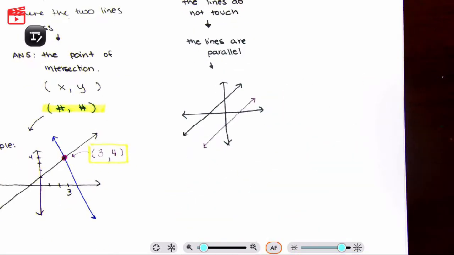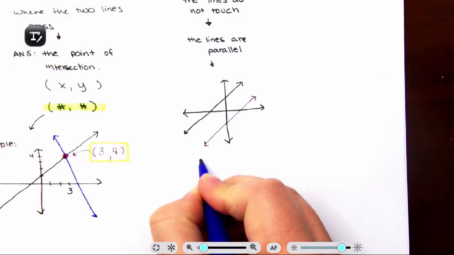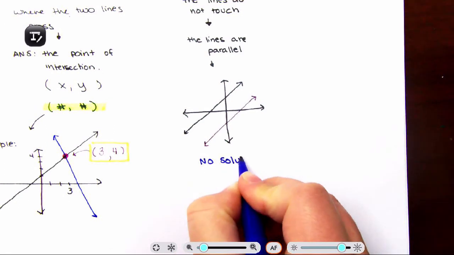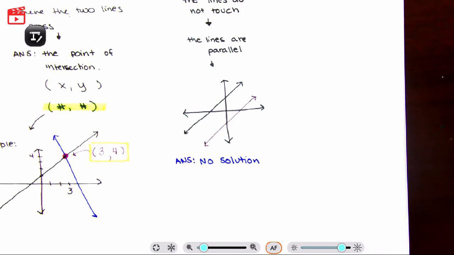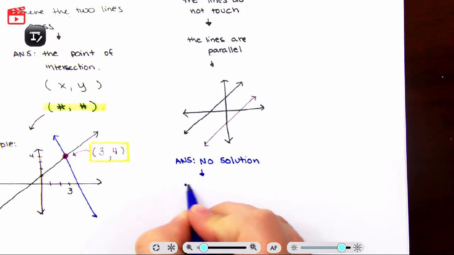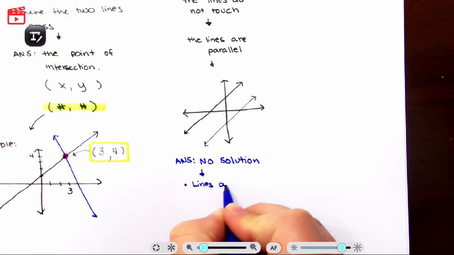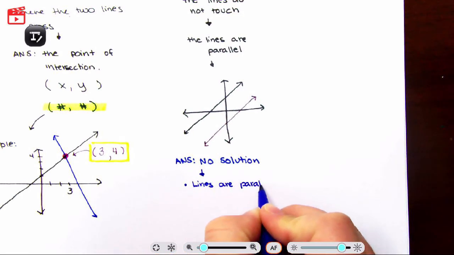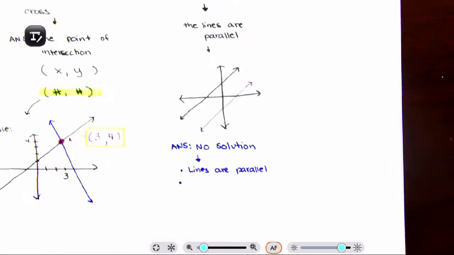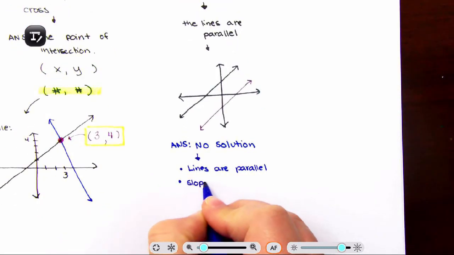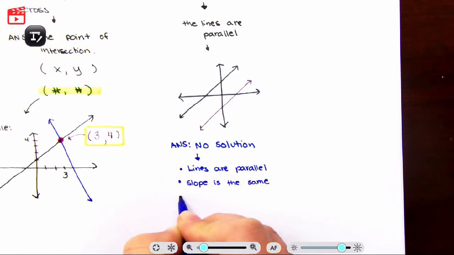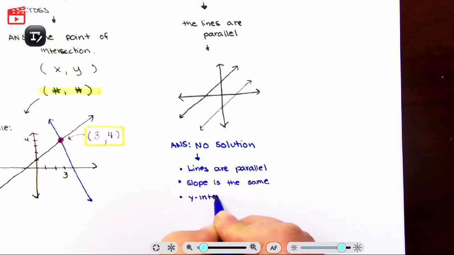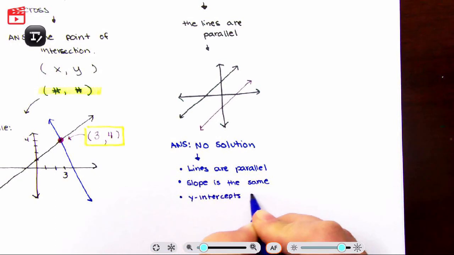So two things you need to know about no solution: you need to write "no solution" as your answer. I want you to know that it means the lines are parallel. And I also want you to know that it means the slope is the same and your y-intercepts are different.